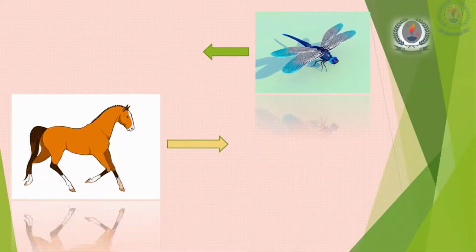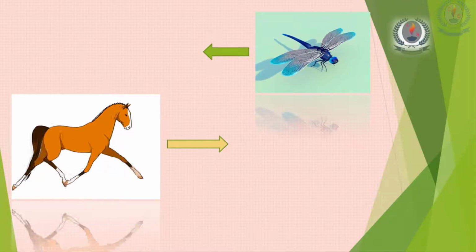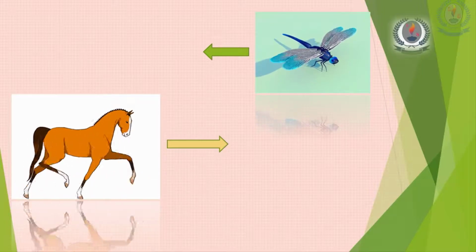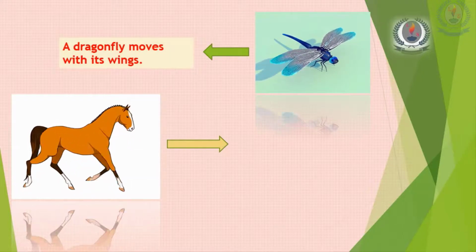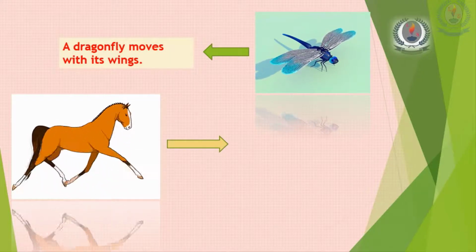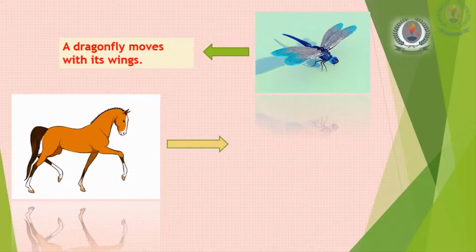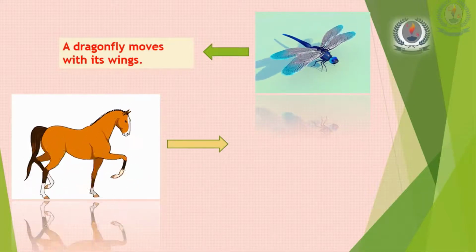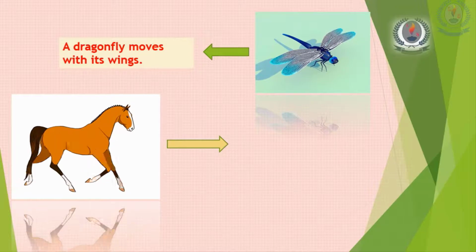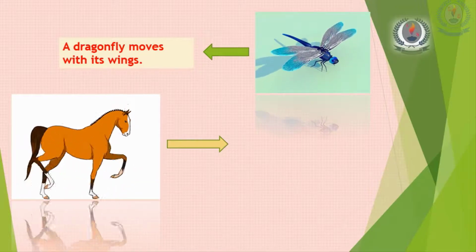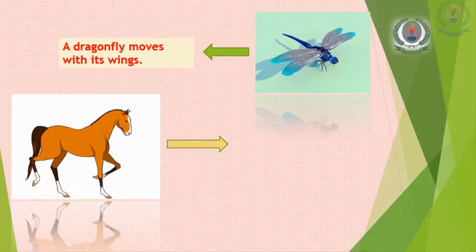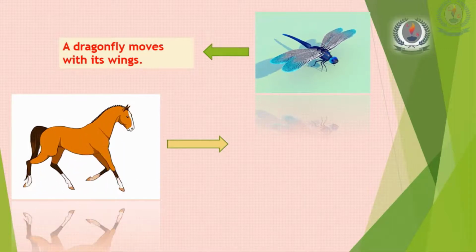Children, in page number 43, you can see a dragonfly. A dragonfly moves with its wings. Tell me children, how a dragonfly moves? Yes, a dragonfly moves with its wings. You can see a picture of a dragonfly here.